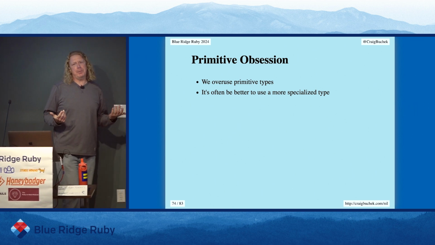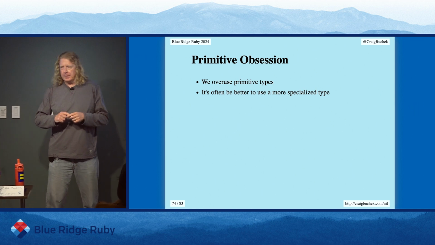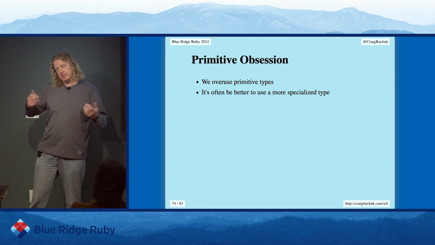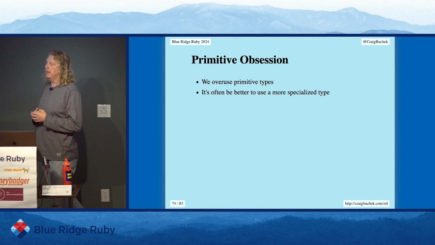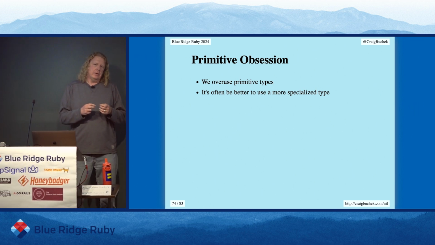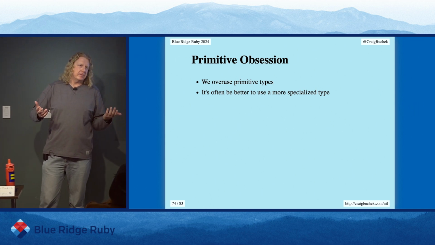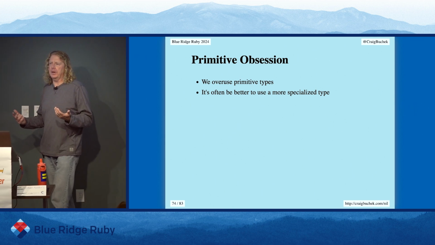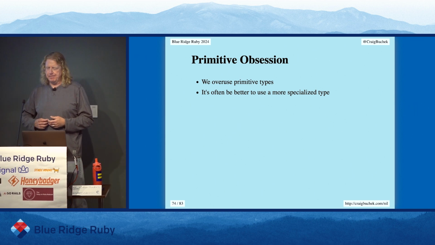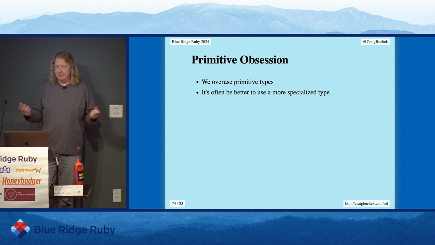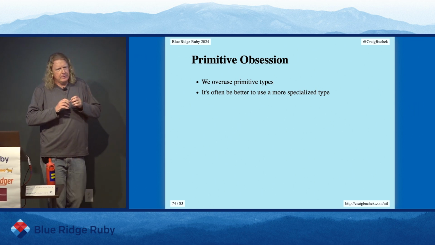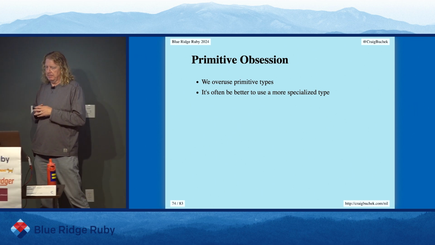Or using a string to represent a URL. If you use the URL class that comes with Ruby, you don't have to parse it. It's already parsed for you. You can get: is it HTTP or HTTPS? What port is it on? What's my path? What's the web server I'm hitting? So use something richer instead of a primitive if you can.